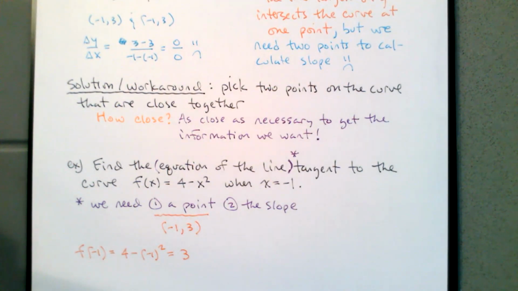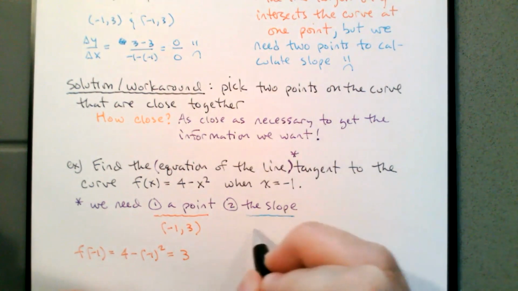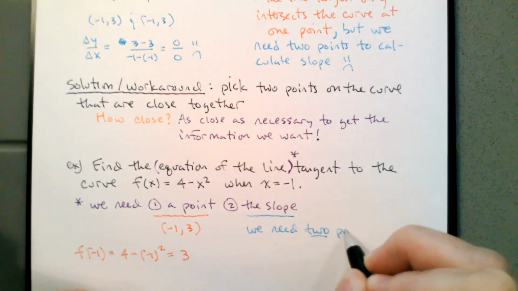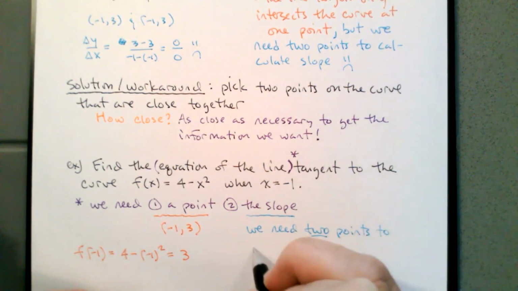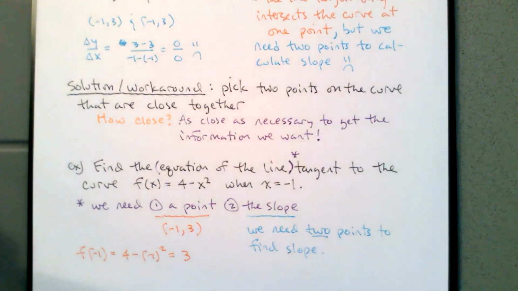To find a slope, we need to have 2 points. We need 2 points to calculate the slope, and we've only got 1. We got the point where the line will intersect the curve, but we need 2 points to find the slope. Otherwise, we have 0 over 0. If we're doing calculations, we divide by 0.